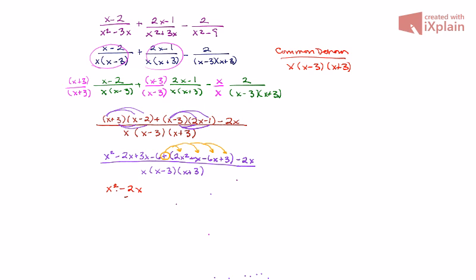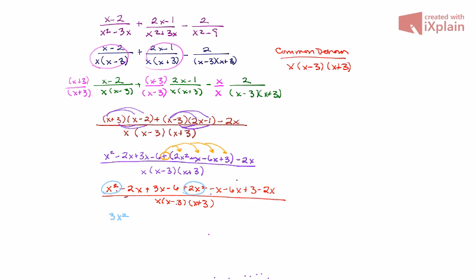So I have x squared minus 2x plus 3x minus 6 plus 2x squared minus x minus 6x plus 3 minus 2x, all over that x times x minus 3 times x plus 3. Okay, I need to combine like terms, and hopefully you guys have already done that. So I have an x squared, I have a positive 2x squared, and that's it. So I have a 3x squared.